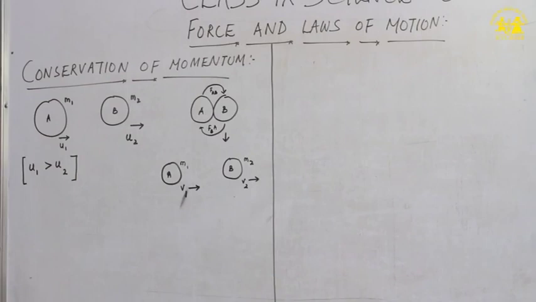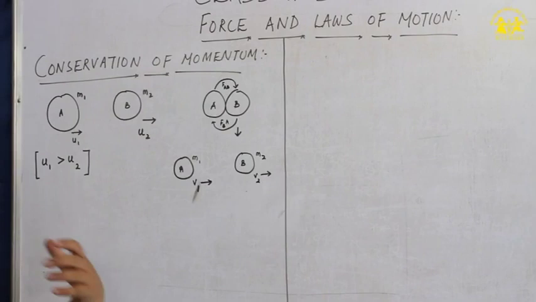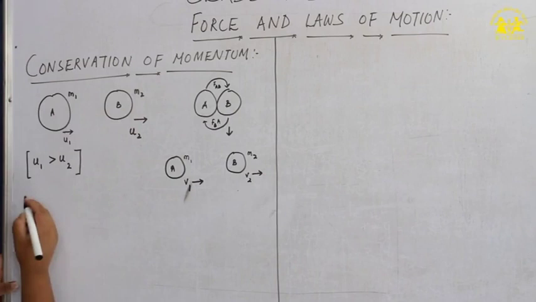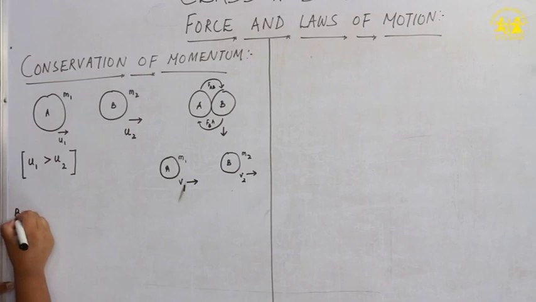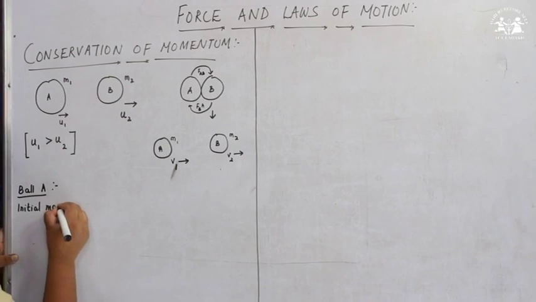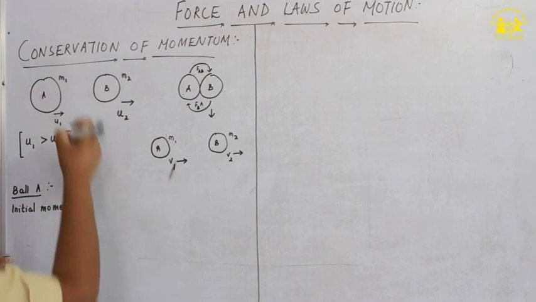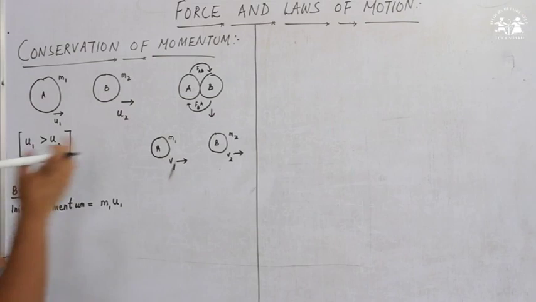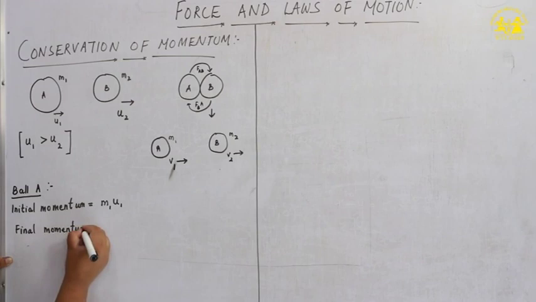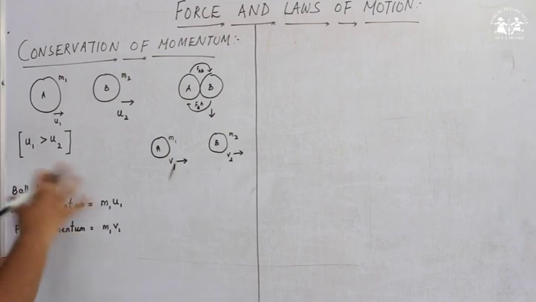Let's remember what we studied in our last class, the discussion on momentum. So here, for ball A, the initial momentum is equal to m1 into u1. After the collision, the final momentum, which is the momentum after collision, will be m1 v1 for ball A.